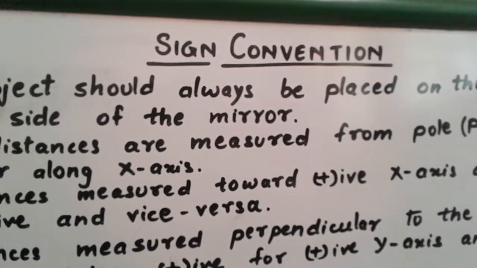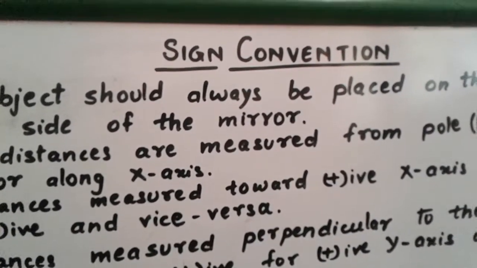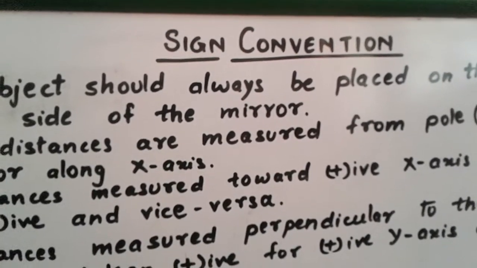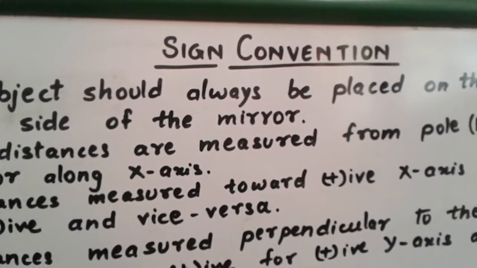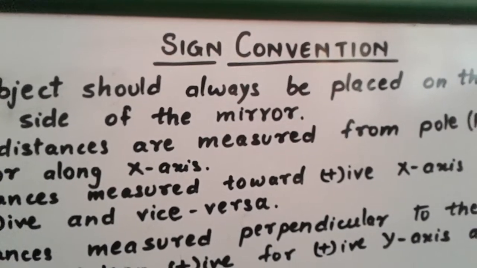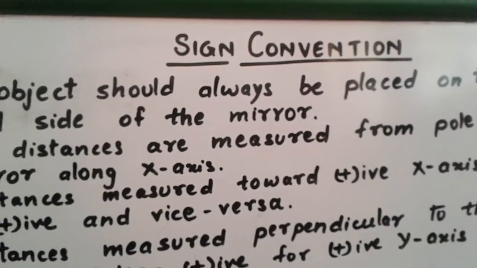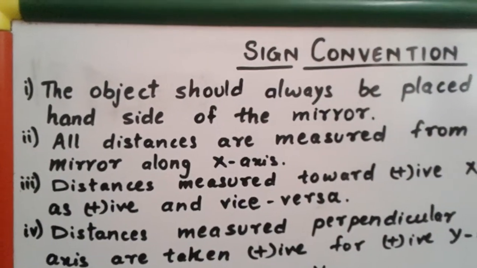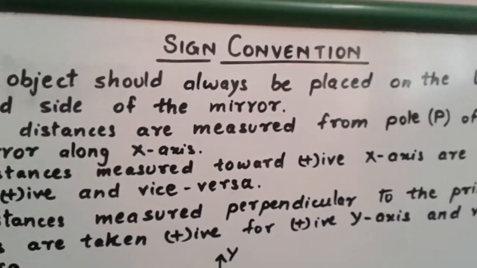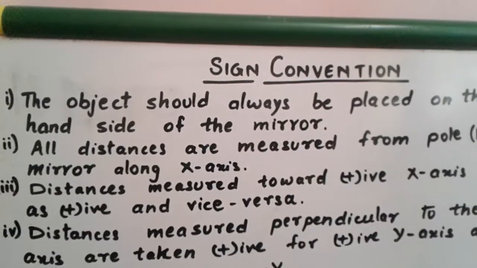And if we do so without the knowledge of the sign convention, if we put an incorrect value, then the answer will also not be correct. So it is very important that before we start solving the numericals, we should always be well versed with sign convention. The first point mentioned here is that the object should always be placed on the left hand side of the mirror. Now what does it mean?